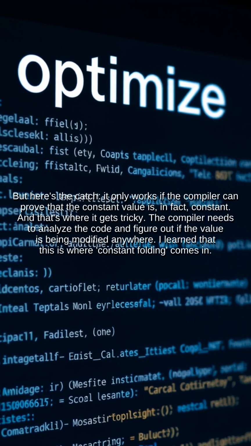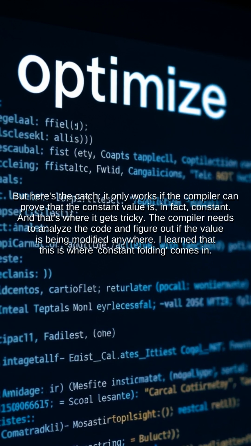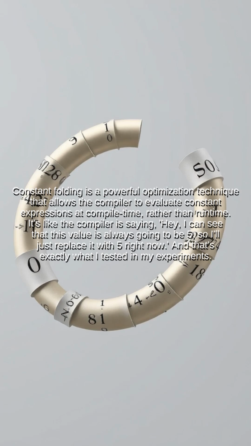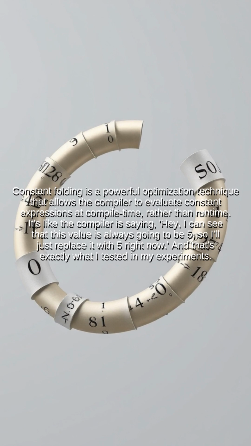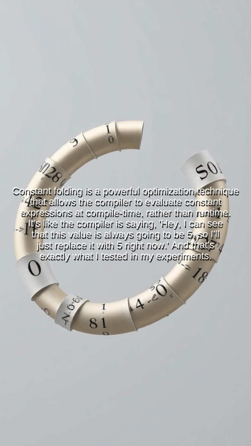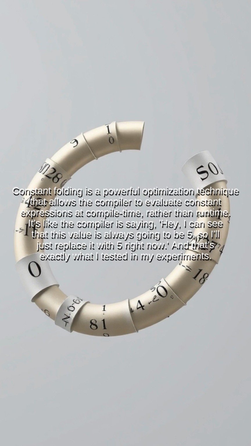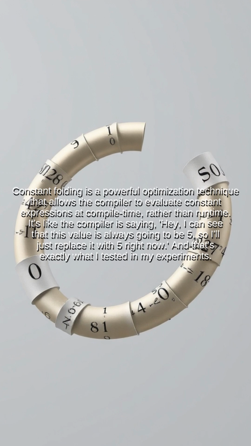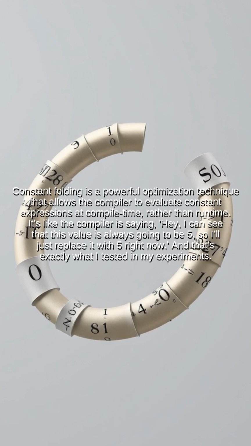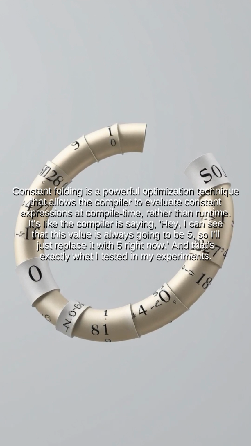I learned that this is where constant folding comes in. Constant folding is a powerful optimization technique that allows the compiler to evaluate constant expressions at compile time, rather than runtime. It's like the compiler is saying, hey, I can see that this value is always going to be 5, so I'll just replace it with 5 right now. And that's exactly what I tested in my experiments.